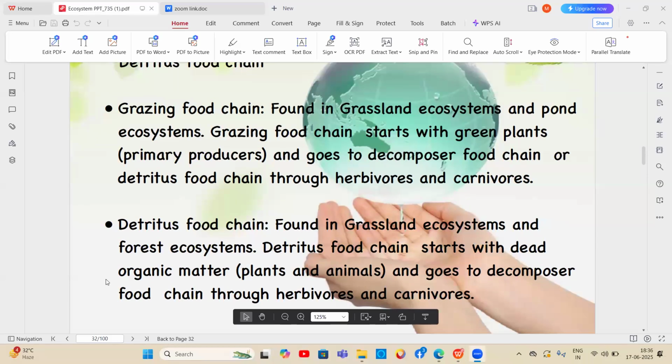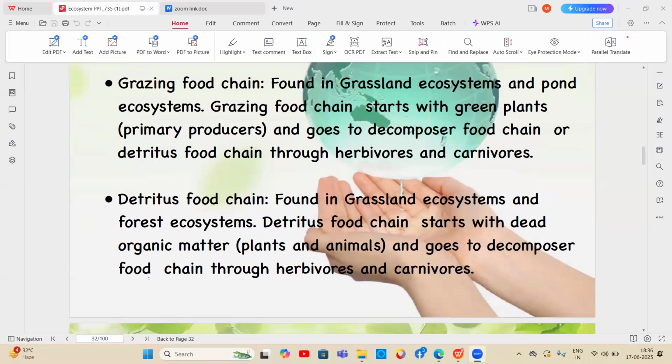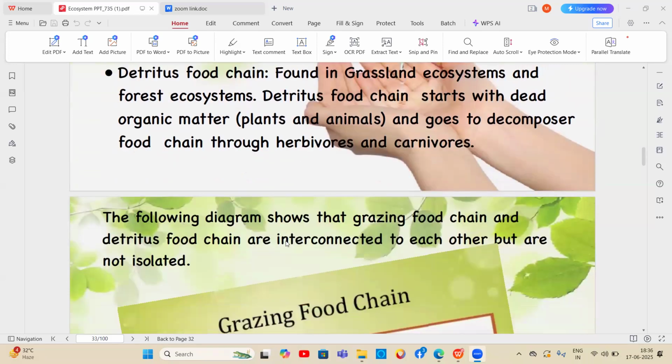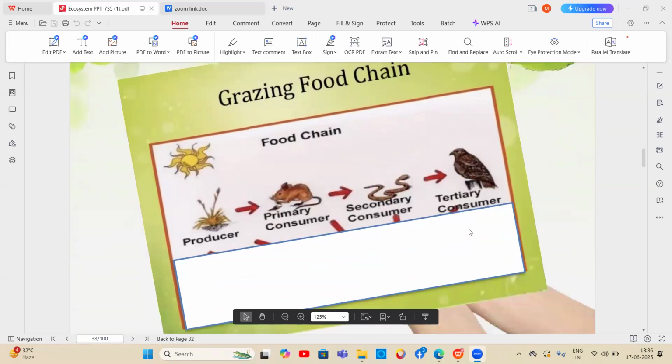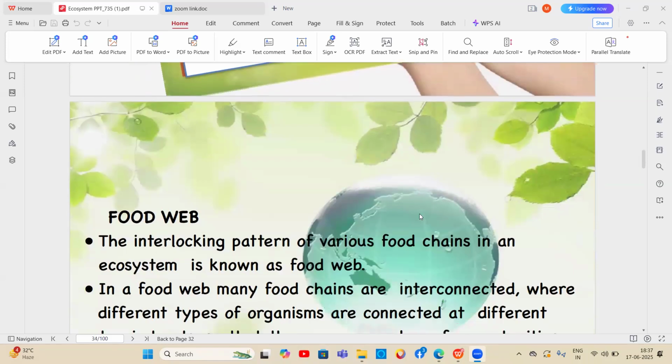With the grazing food chain and detritus food chain, if the food chain starts with the producers, that is the plants, it is called the grazing food chain, whereas the detritus food chain starts with dead organic matter, that is the fallen plants or any dead organic matter of the animals. This is an example of a grazing food chain, from the producers to the primary consumers, to the secondary consumers and tertiary consumers.